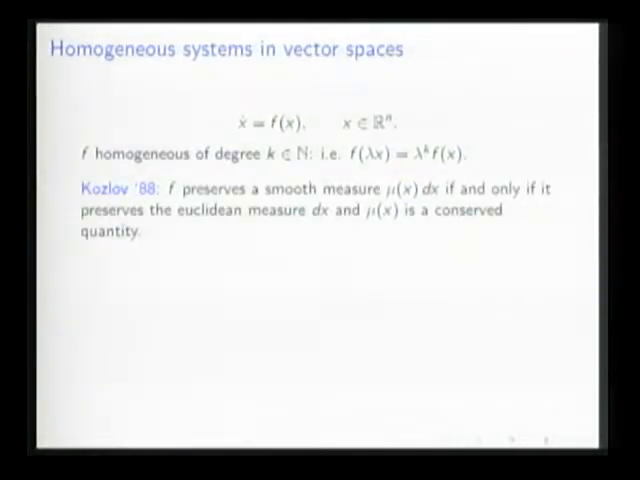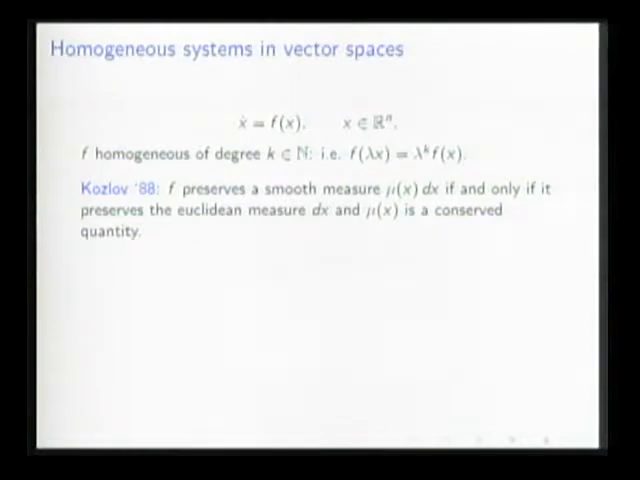He came up with the following observation, which is really important for our purposes. So the fact that I'm working on Rn enables me to talk about the Euclidean measure. So what Kozlov noticed is that if there is a preserved measure at all for this system, then necessarily the preserved measure has to be the Euclidean one. Okay? Any density that you put in front of it has to be a conserved quantity. So the statement of the result is over there.